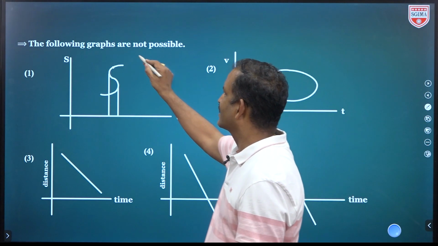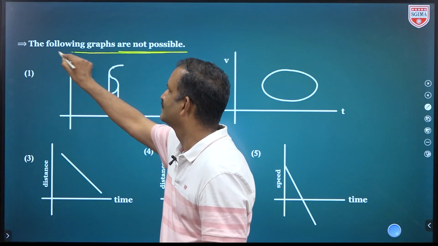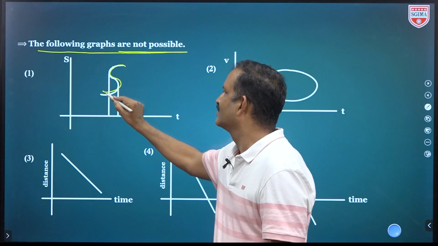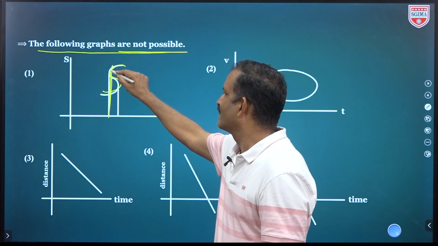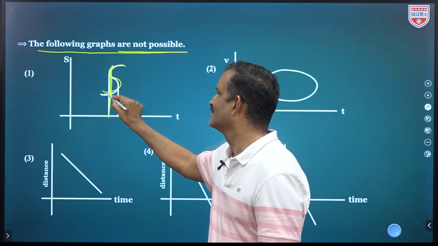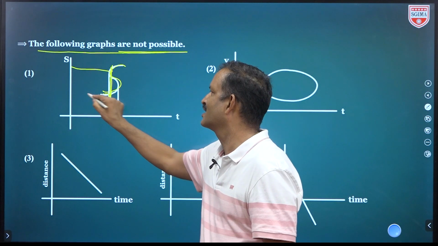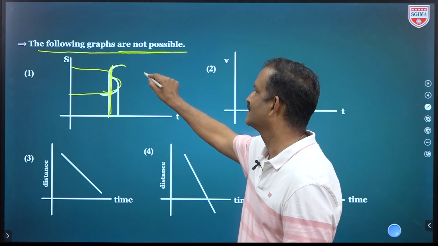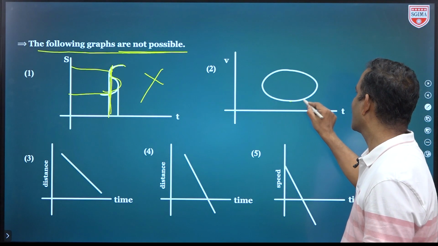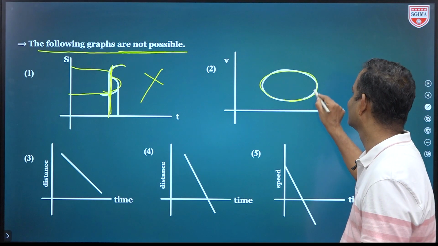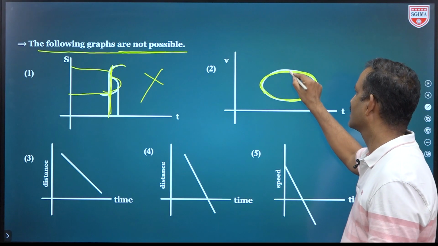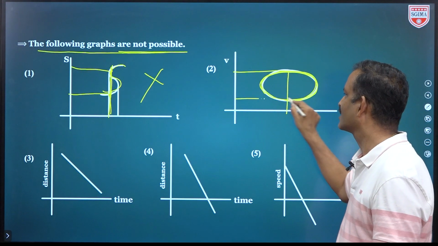The following graphs are not possible. Why, sir? If you take this graph, at the same time you have two displacements. Here one displacement, here one displacement. That is not possible. Next, this graph is not possible. Time becomes back. That is also not possible. At the same time, you have two velocities. That is also not possible.